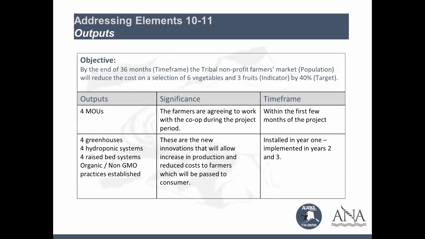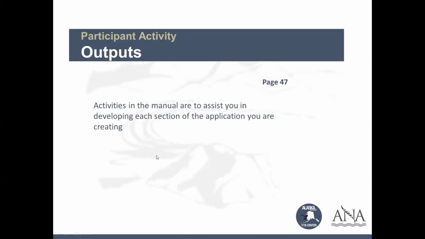Then we have these other outputs of the greenhouses, the systems, and the other things. And we are saying that these are the new innovations that will show the increase in production, which allows us to give reduced costs to the consumer. That is their significance to this objective and the project. And the time frame is that each of these will be installed in year 1 and then implemented in years 2 and 3. Again, there's this activity on page 47 to help you walk through the development of this section.